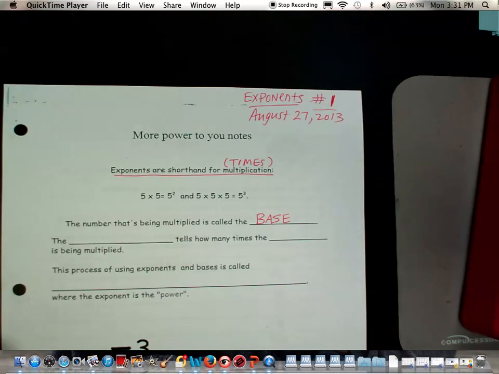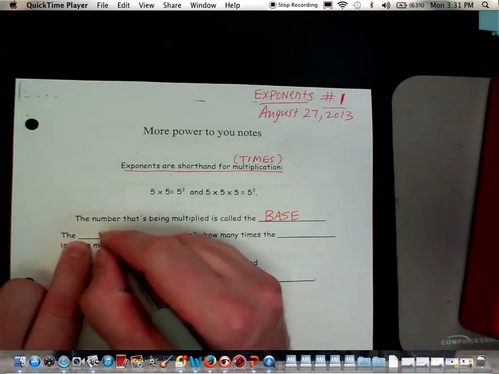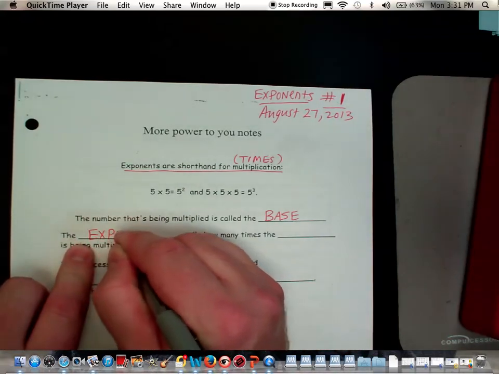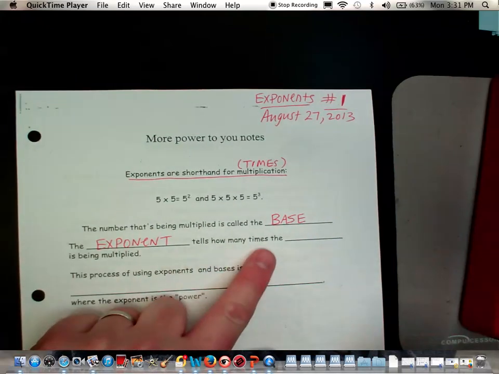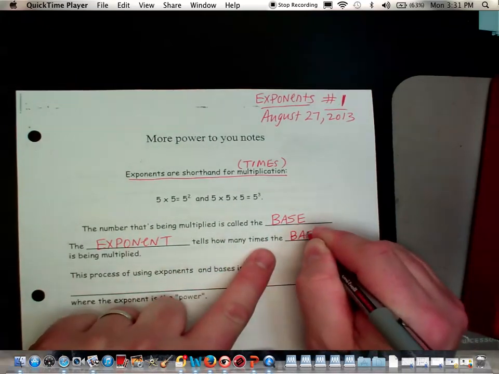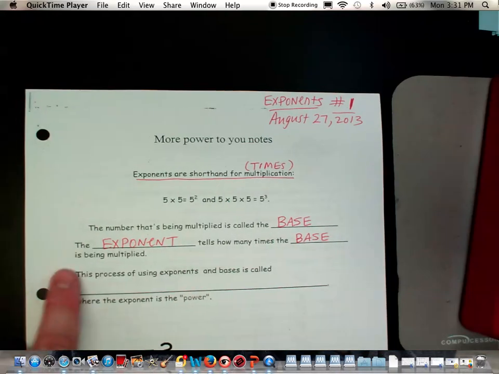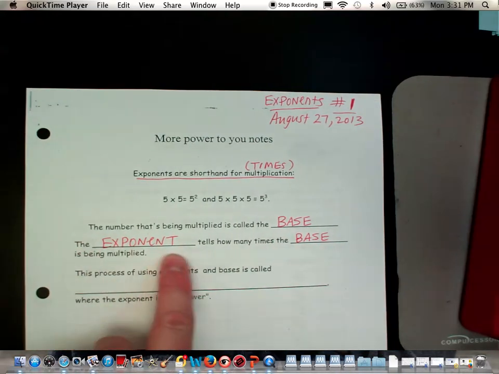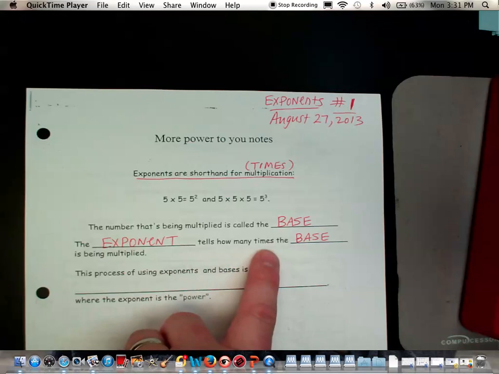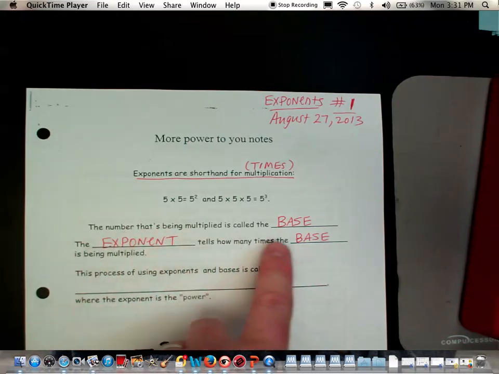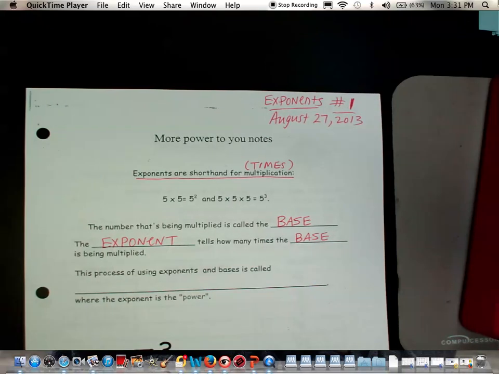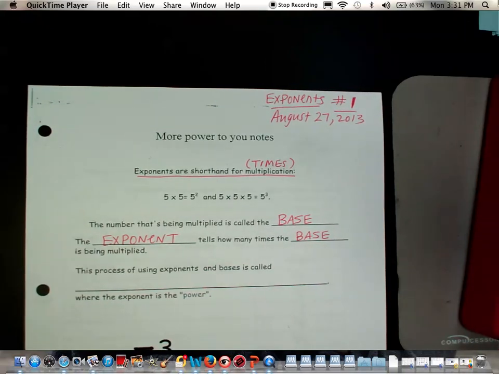Okay? And what happens is, we have this little thing that's called the exponent. It tells us how many times the base is being multiplied. So it says the exponent tells us how many times the base is being multiplied, because the number that's being multiplied is the base. Well, what is the base? What's the exponent? Let's use our colored pencils to help us out.